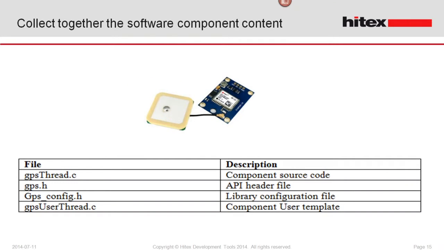So the actual component is made up of a number of files: a C file for the actual GPS thread, a header file that provides the API to the rest of our application, another header file which holds all of the configuration options as hash defines, and then a simple user code, a sort of skeleton code of how to actually talk and get data from the received GPS data. So a simple component that demonstrates how we can create a pack and add this to our development environment.